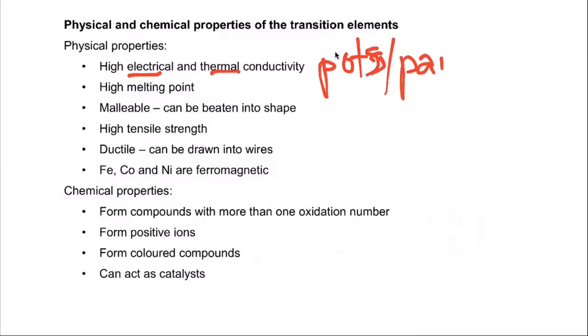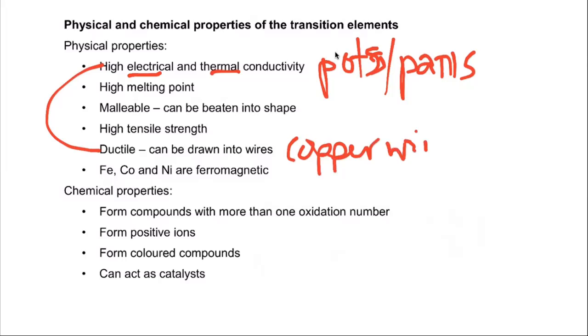The high electrical conductivity combined with being ductile is why we use copper wire for the electricity running through your house. It's copper wire that's in the walls of your house or your apartment. That conducts electricity, and it's also very malleable and ductile. It can be drawn into thin wires.